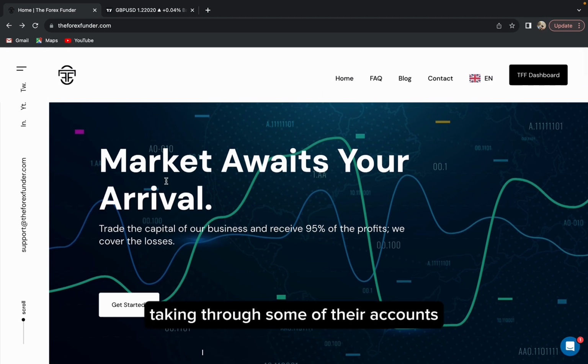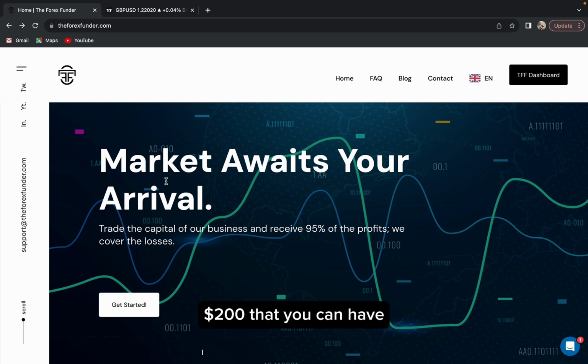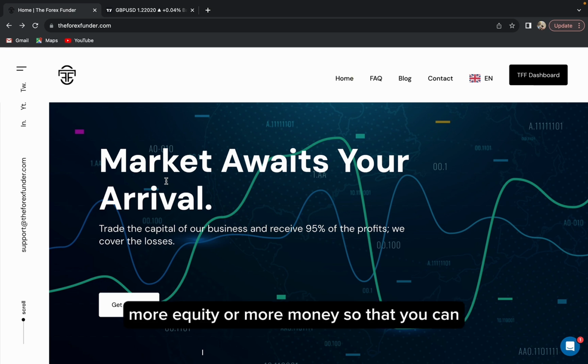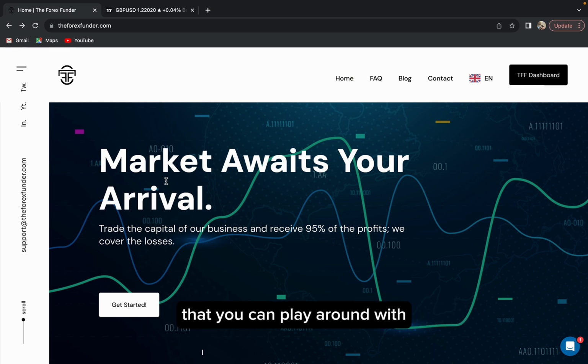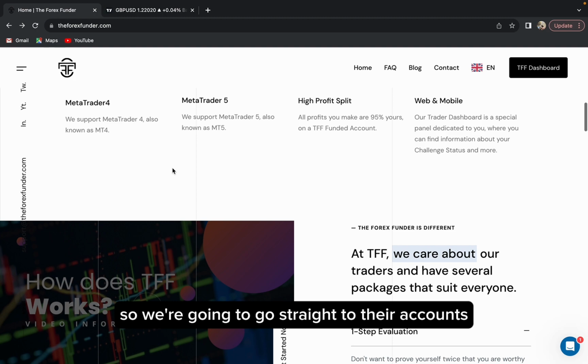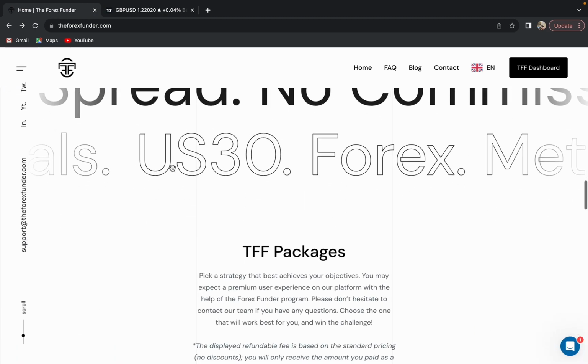So I'm going to be taking you through some of the accounts you can purchase with $100, $200, so that you can have more equity or more money to play around with and be able to make really big figures. Because again, with one payout from a funded account, it can change your life. So today is part 2 of the forex funder. We're going to go straight to the accounts.